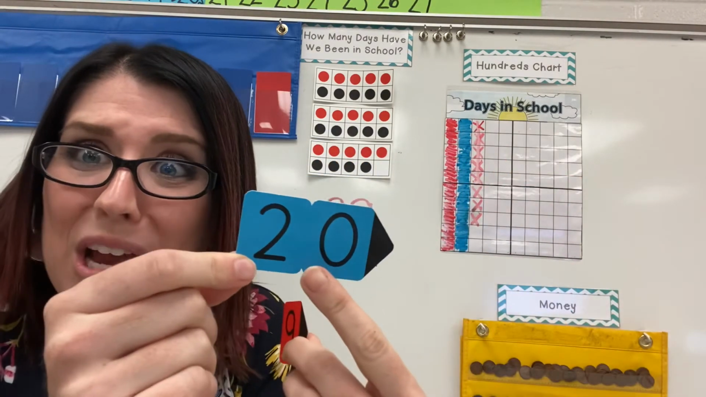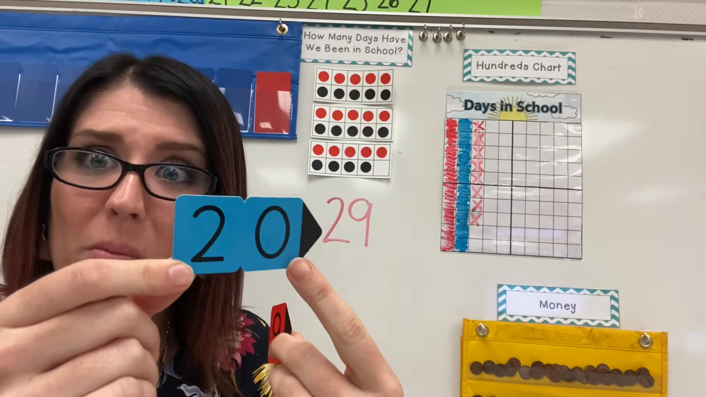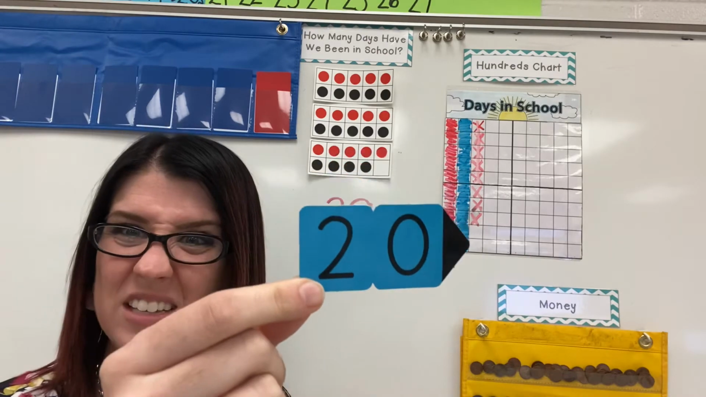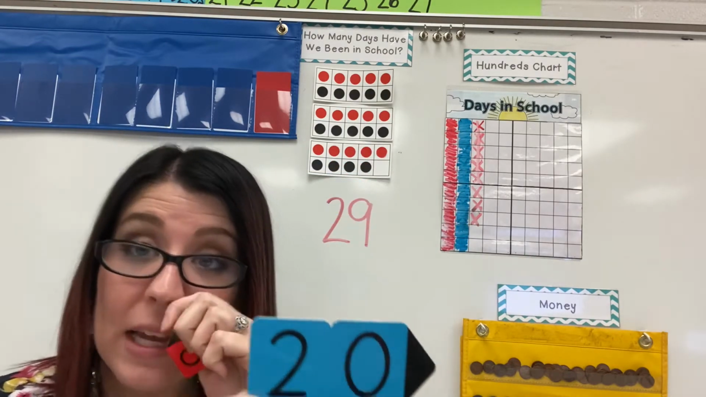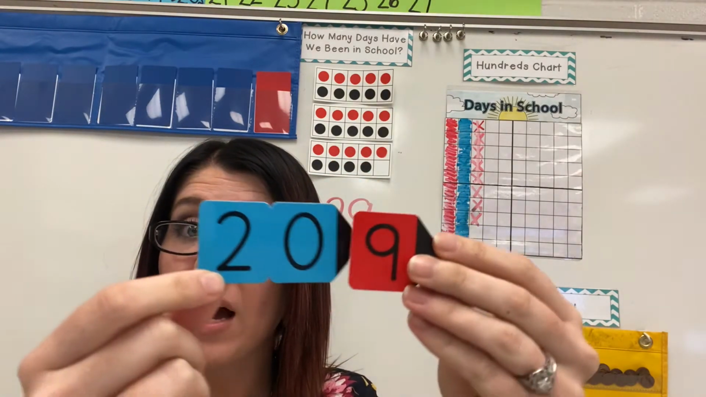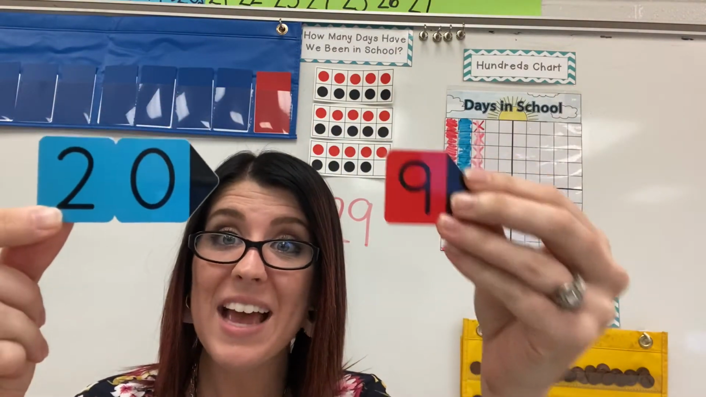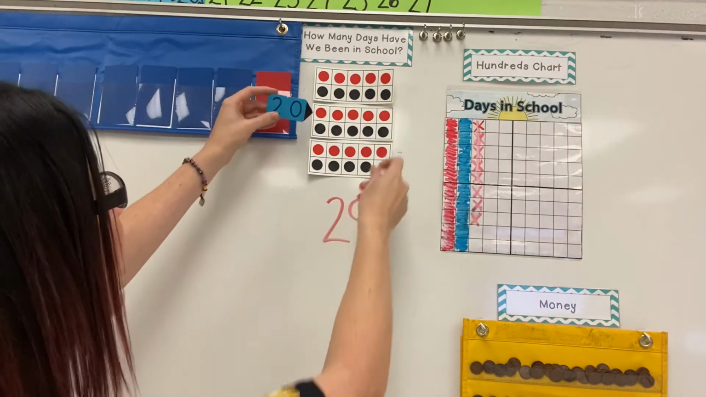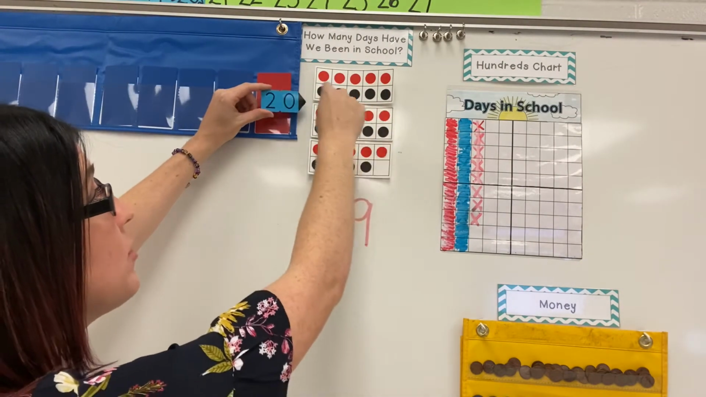There was a 0 hiding back there. Oh my gosh. So it really wasn't 2 and 9. Do you know what number that is? That's 20. So while it looked like 2 and 9, it was really 20 and 9. Because up here in these two 10 frames, there's 20 dots.